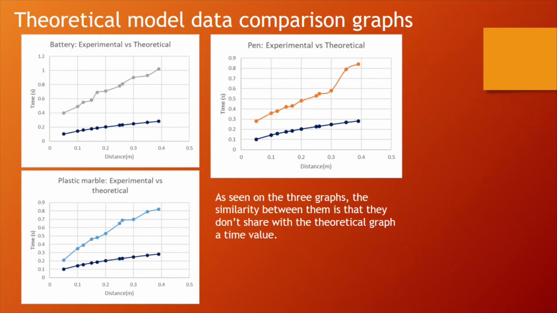As for the theoretical model and the data comparison graphs, which are the battery, the pen, and the plastic marble, as seen on the three graphs, the similarity between them is that they don't share a time value with the theoretical graph. As you can see, the time values and the distances which they have, they don't share similarities between the data and the theoretical graphs. So which means that they don't share any data.